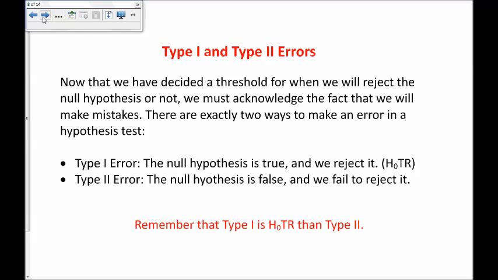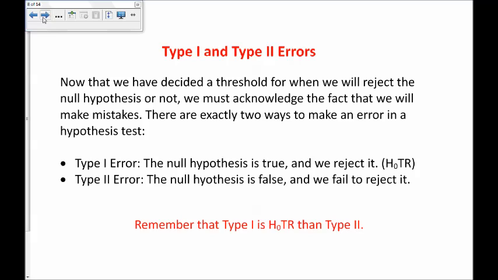Okay, type 1 and type 2 errors. Now that we have decided an exact threshold, a level at which we will either reject or fail to reject the null hypothesis, we must acknowledge the fact that we will make some mistakes. There are exactly two ways to make an error in a hypothesis test. A type 1 error is where the null hypothesis is true and we reject it. A type 2 error is where the null hypothesis is false and we fail to reject it.